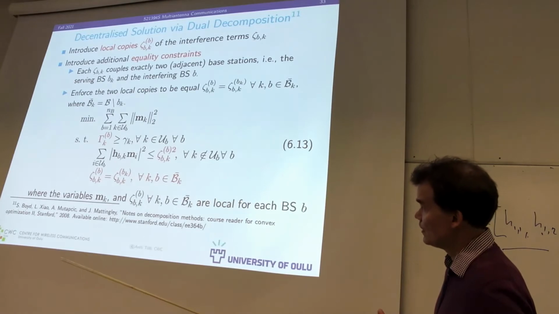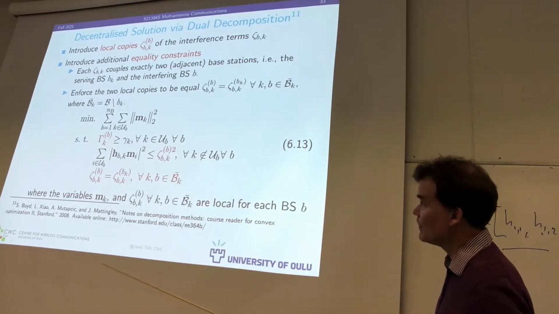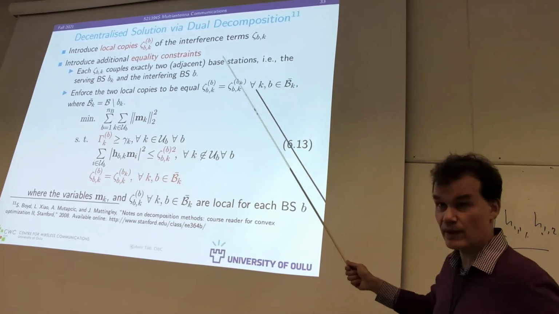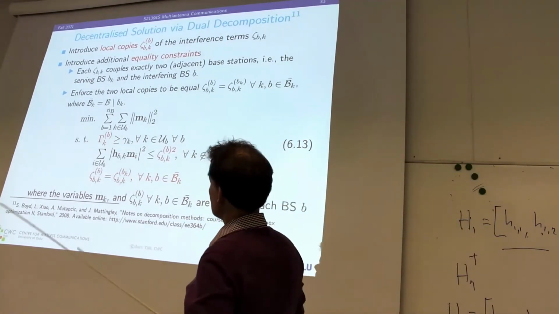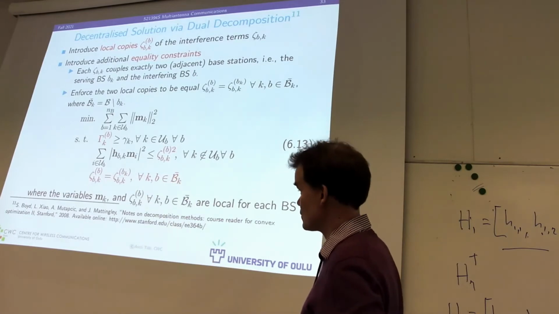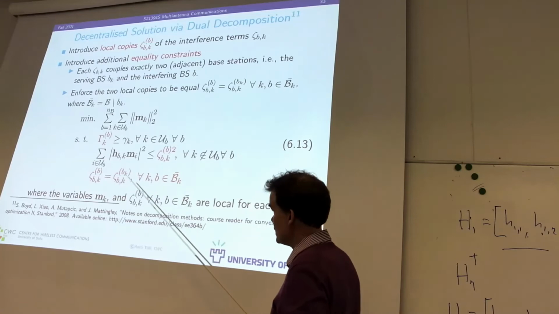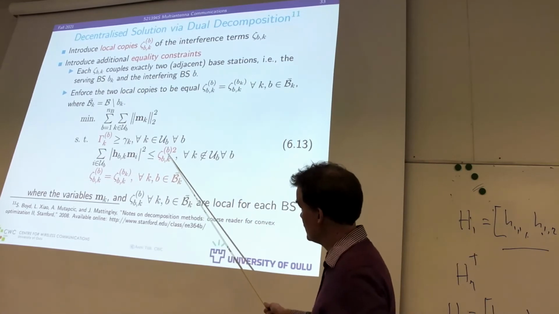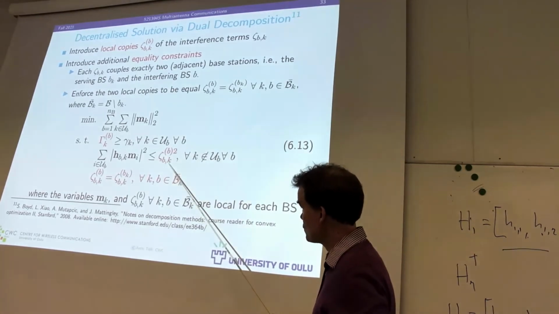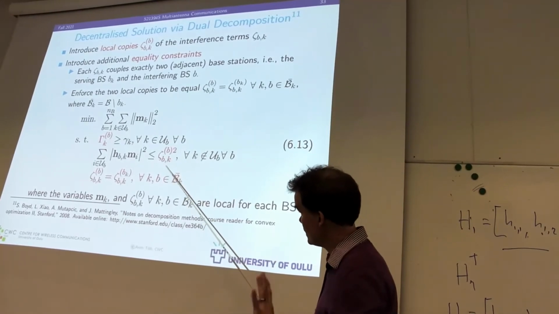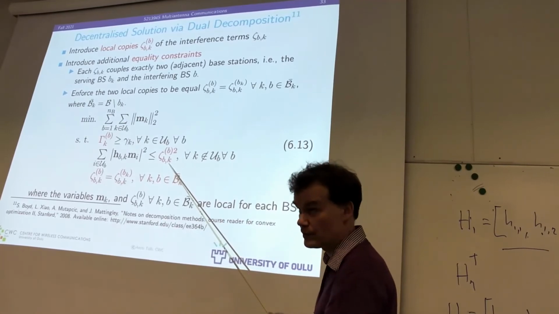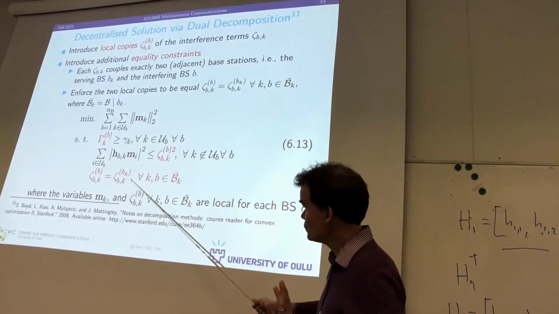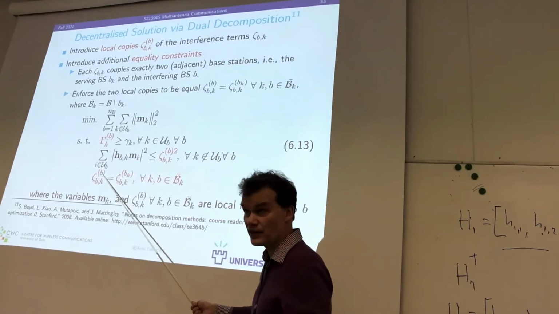So now we can come up with an iterative solution using optimization and decomposition. And here we choose one particular way to decompose: dual decomposition of additional equality constraints. Okay. So the first thing we do here is that we take local copies for each interference constraint. But these should be globally known, right? We take a local copy both at the serving base station and the interfering base station, right?